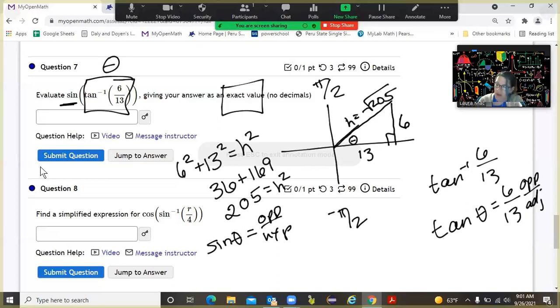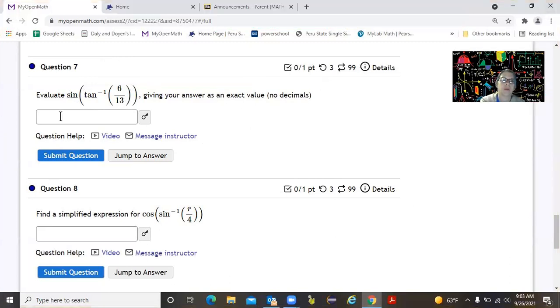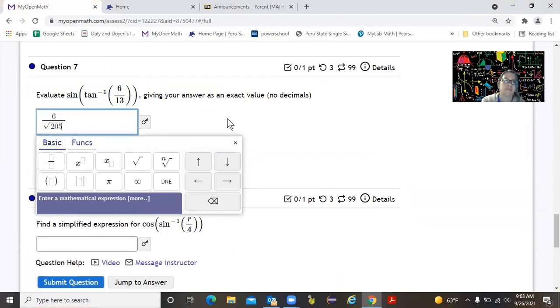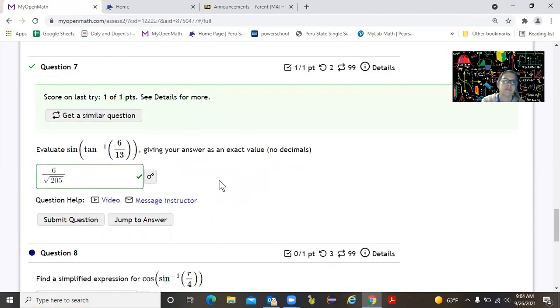So now I can come in and say, okay, the sine of the angle, whatever the angle is. Notice we're not actually finding the angle, but it asks about the sine. So sine is the ratio of opposite to hypotenuse. So 6 over the square root of 205. And I'm guessing we can put that in without rationalizing. So let's just try that. Yep, it was fine with that.